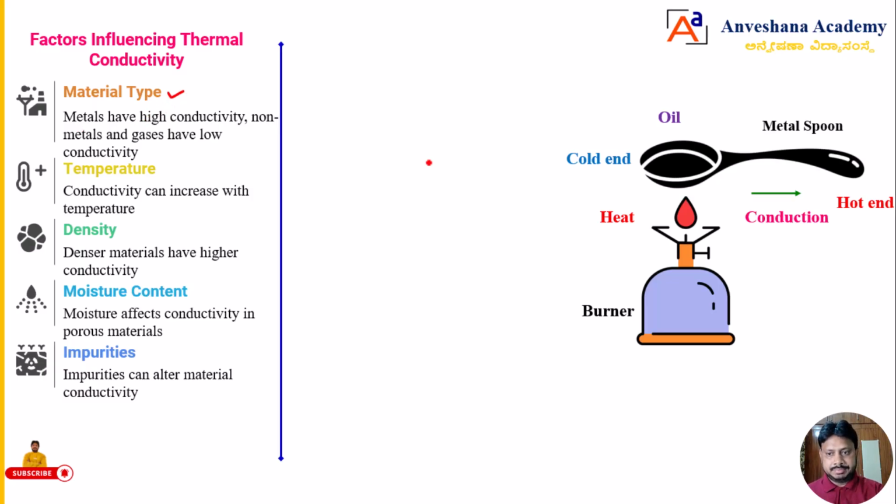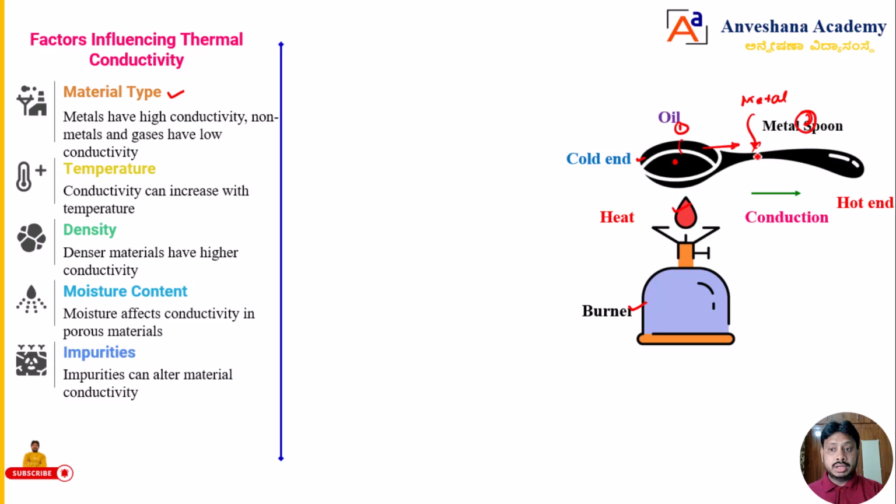First one, material type. Dear students, what I have taken? I have taken a burner here. I am going to heat the metal spoon. It is cold and it is going to heat up. I am going to pour the oil. Then heat is going to transfer from this end to this end, dear students. If the spoon is made of metal, then it has high thermal conductivity. Hence more heat transfer is going to take place.